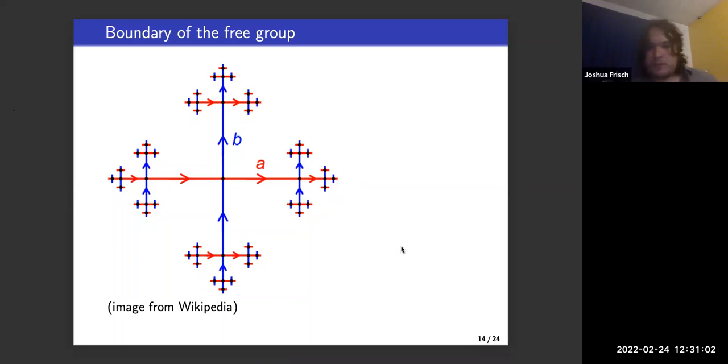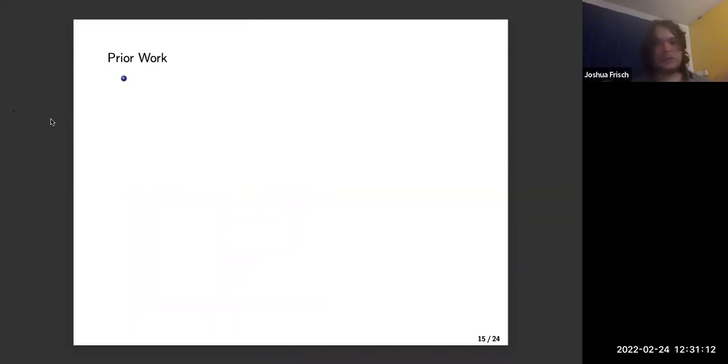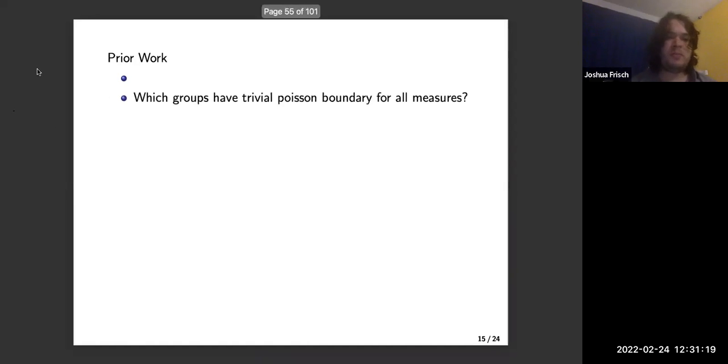example of when things are interesting and non-trivial, and when this Poisson boundary is a non-trivial object. So let me just try and talk a lot about some results here. First of all, let me ask a very basic question, which is which groups have trivial Poisson boundary for all measures? I keep on talking about this as something with a group and a measure, and of course it is, but wouldn't it be nice if it was purely a group theoretic property?